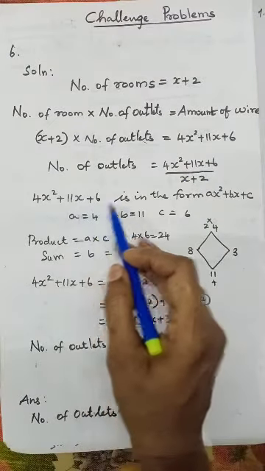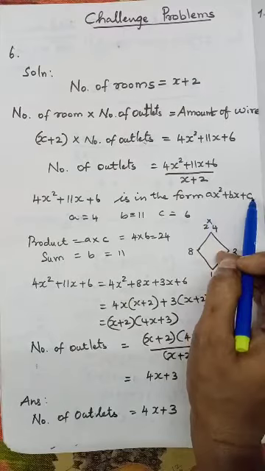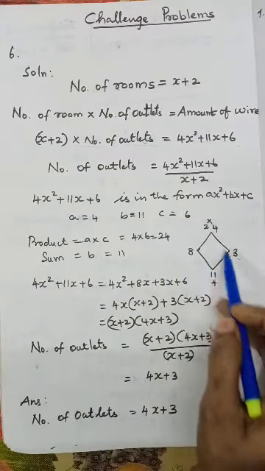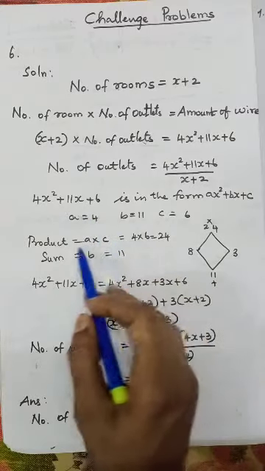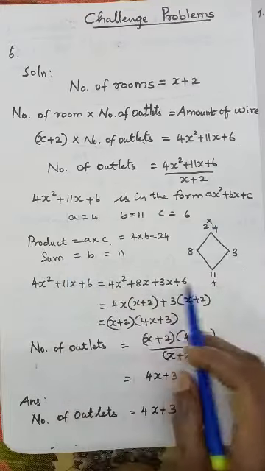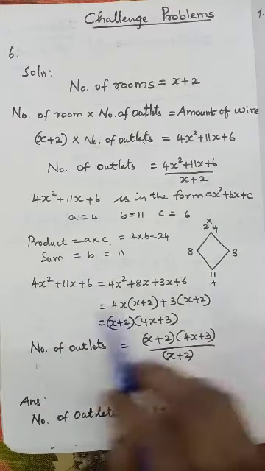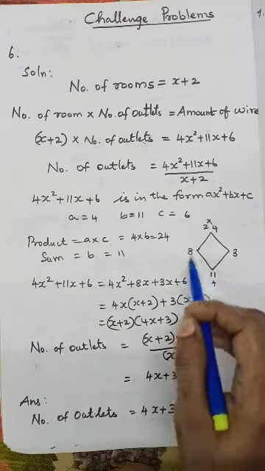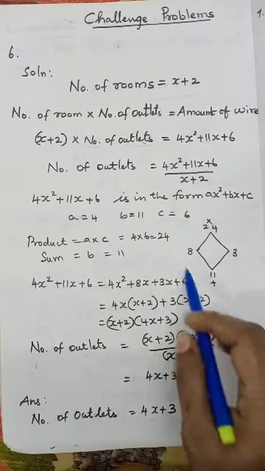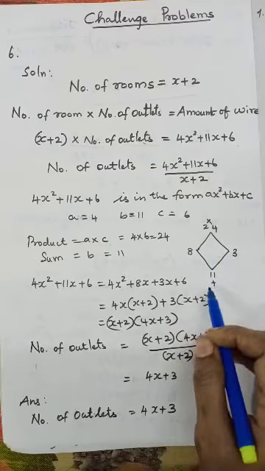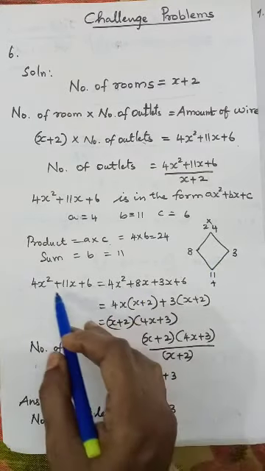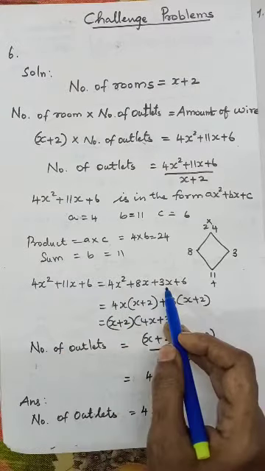It's in the form of ax square plus bx plus c. Here a is 4, b is 11 and c is 6. When you multiply, you get a into c, that is 24. The sum you have to get is 11. 24 is 8 threes are 24. You add 8 and 3, 11 will come, isn't it? So you split the 11x into 8x and 3x.